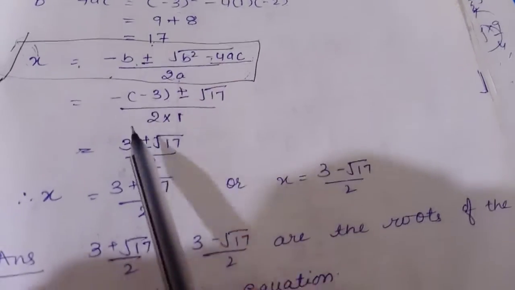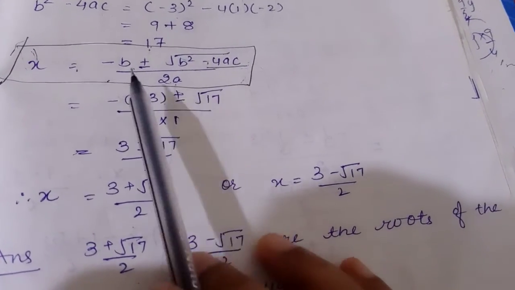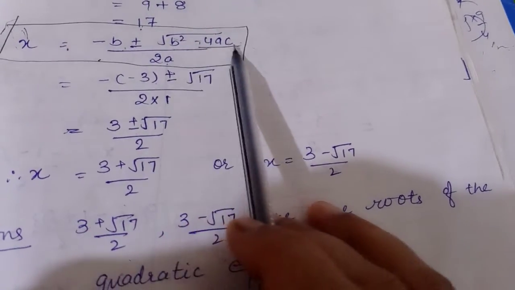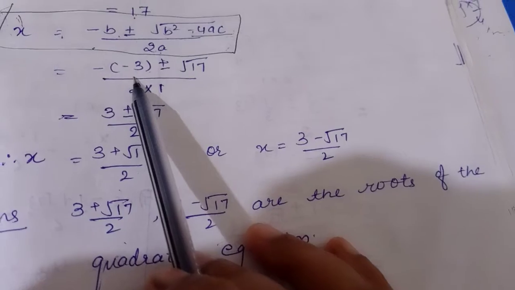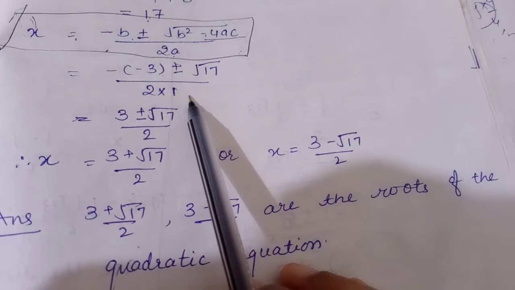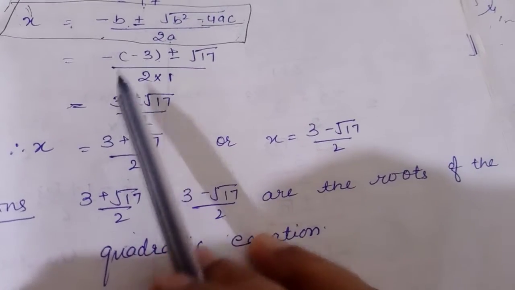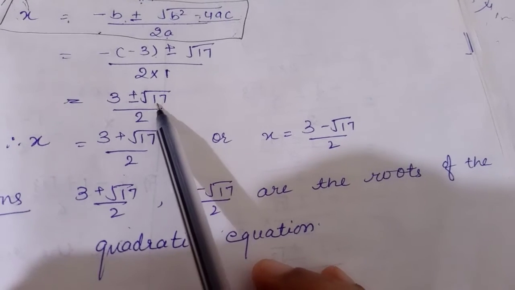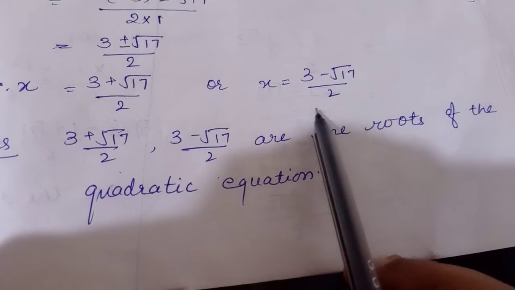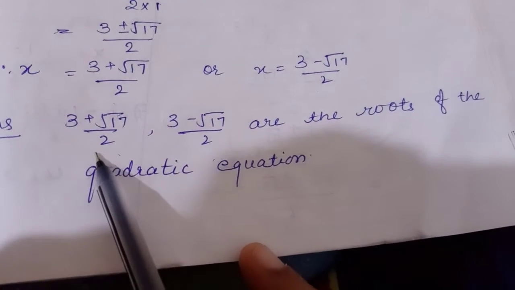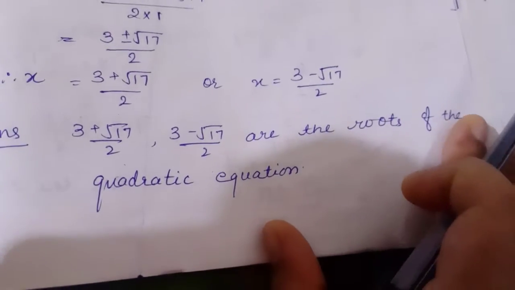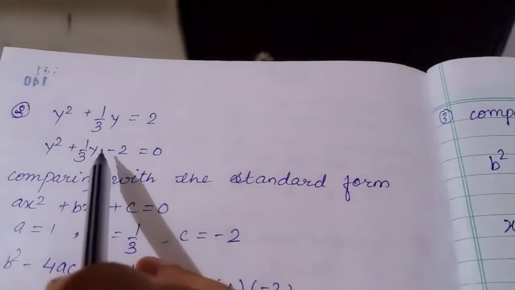Now putting the values of a, b and c as well as b square minus 4ac in the formula, we'll get minus b plus minus root b square minus 4ac upon 2a. So in place of b we'll put minus 3, and in place of b square minus 4ac we'll put 17, and in the denominator 2 into a, that is 2 into 1. So we'll get minus minus will become plus and it will become 3 plus minus root 17 upon 2. So x can be 3 plus root 17 upon 2, or x can be 3 minus root 17 upon 2. So 3 plus root 17 upon 2 or 3 minus root 17 upon 2 are the roots of the given quadratic equation. Let's see the next question.